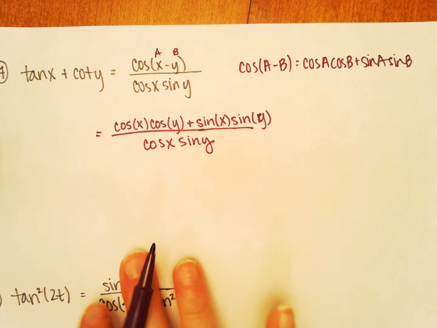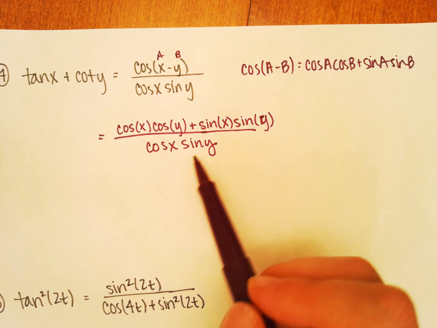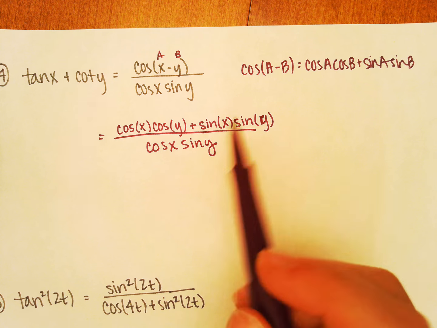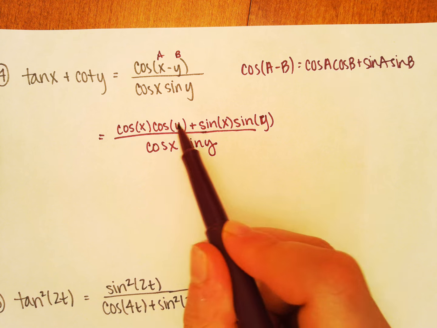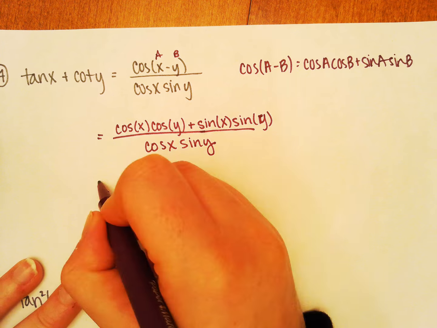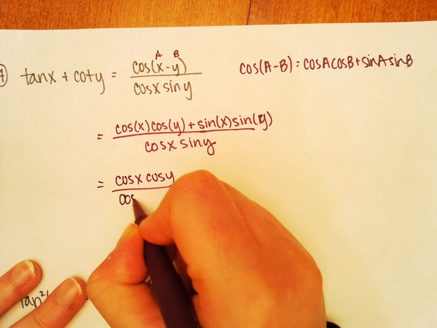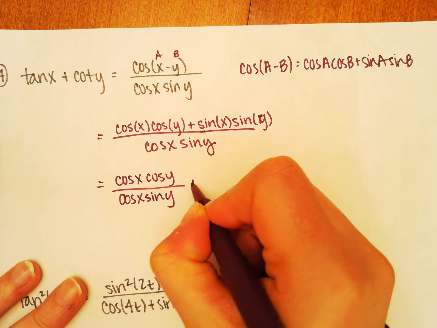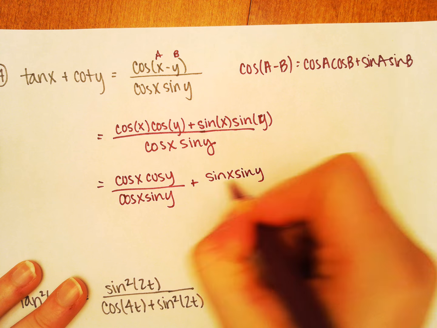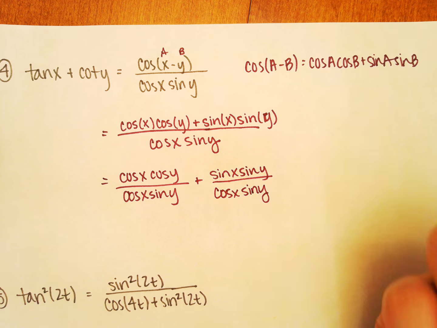So instead, especially because on the left-hand side we want two terms getting added together, and right now we have one whole fraction, we can split it up into two fractions. So this is going to be one of our fractions, this cosine x cosine y over cosine x sine y. And our other fraction is going to be the sine x sine y all over cosine x sine y. And now we can cancel some stuff from top and bottom.